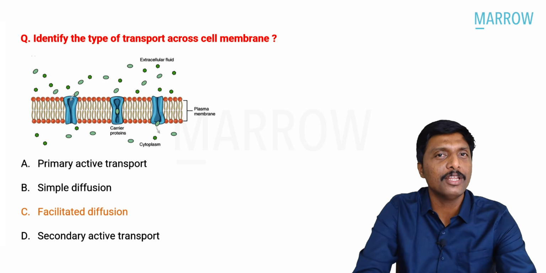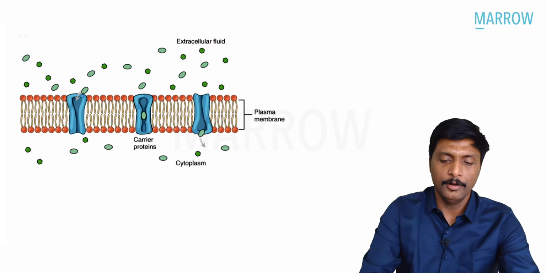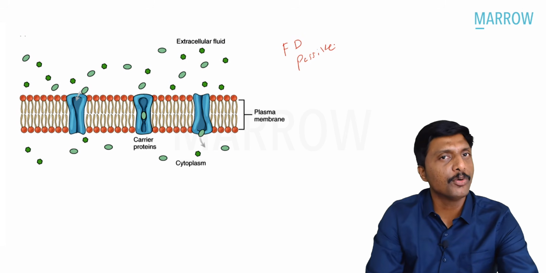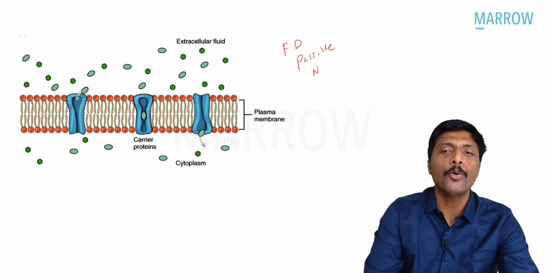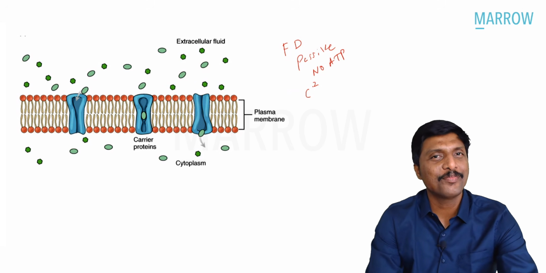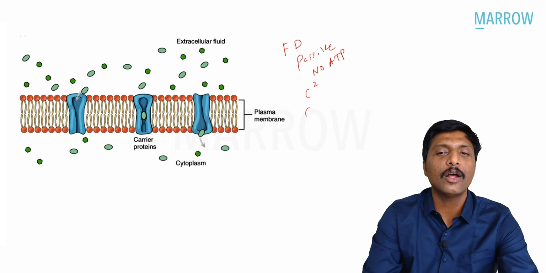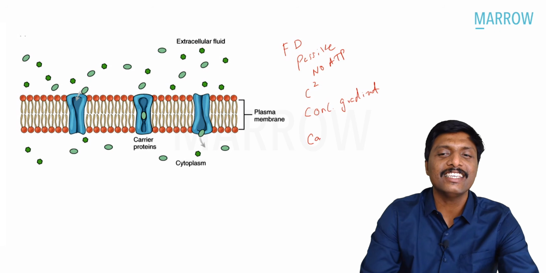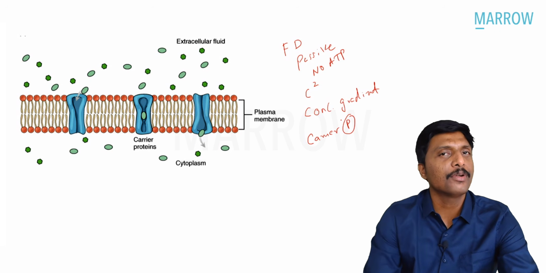Now, very simple. The answer is facilitated diffusion. I'm seeing a carrier protein. But what is the concept? Remember, guys, facilitated diffusion is a form of passive transport. That means there is no need for energy sources in the form of ATP. But what is most important, sir? C square. What is the C square? The first C is a requirement for a concentration gradient. The second C is a carrier protein.